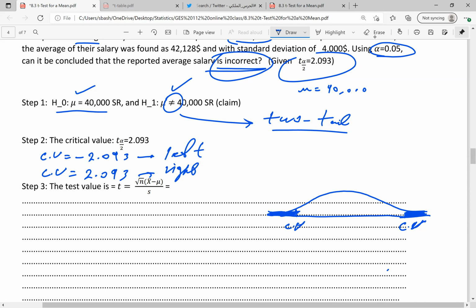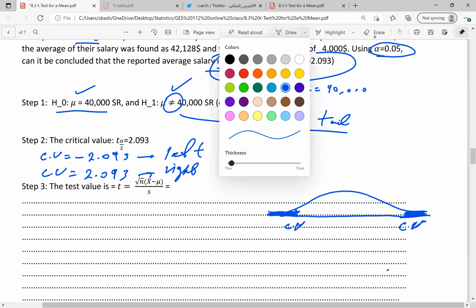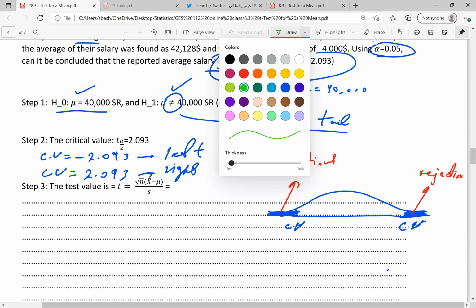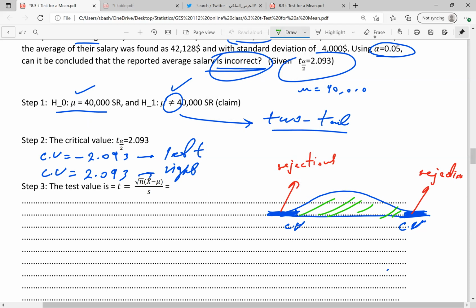So this is the second step. I have to find the left and right critical values, or I need just to find the critical value if it is one tail. With two tails, I have two critical values. And we say that the critical values are used just to find the rejection area. And this area is the acceptance area. Now I have the critical values.